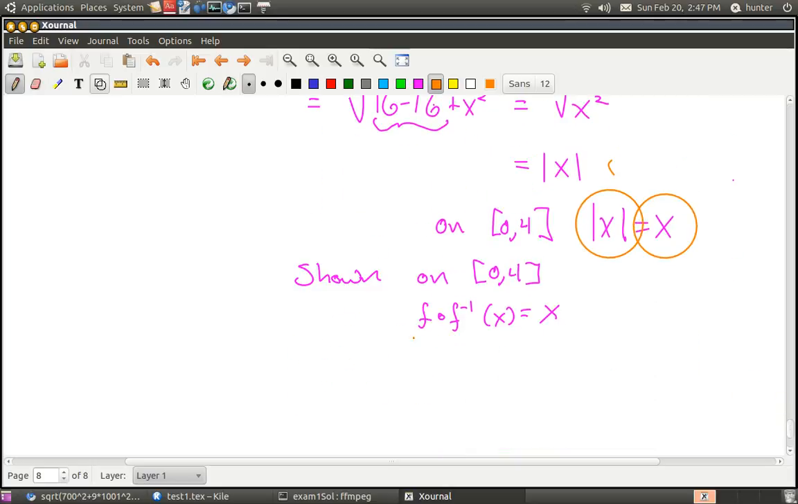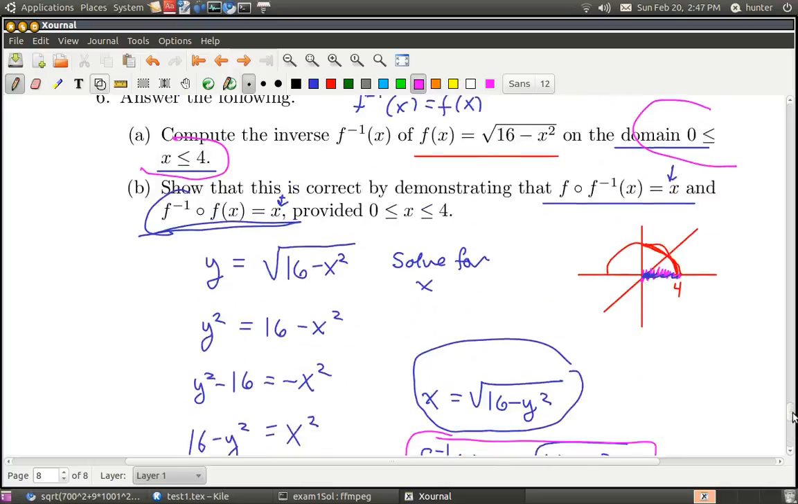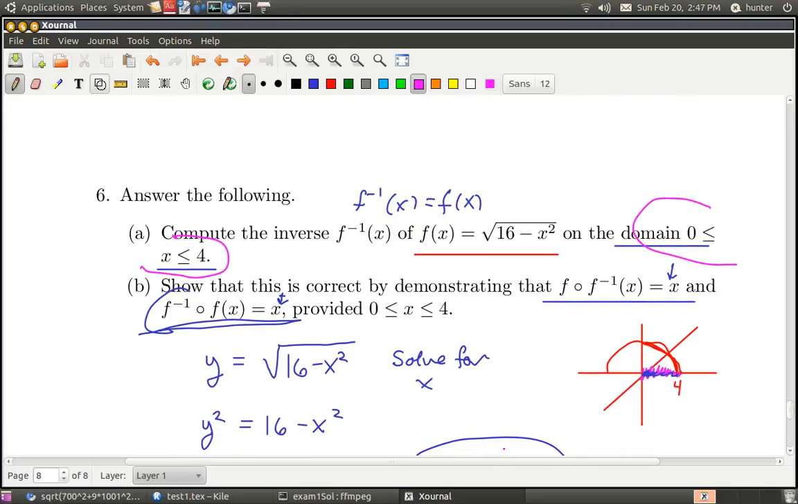Alright, and so since this thing is its own inverse, composing it the other way is going to give you the same thing. So this is equal to f inverse composed with f of x, because f inverse and f are the same. Okay, and so we're done. We've verified that these things are inverses of each other. And so that finishes part B and the exam.